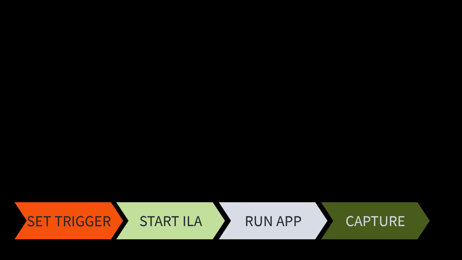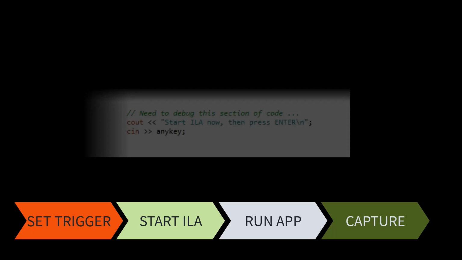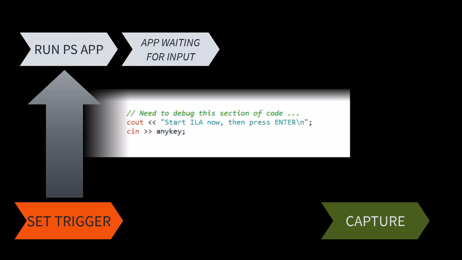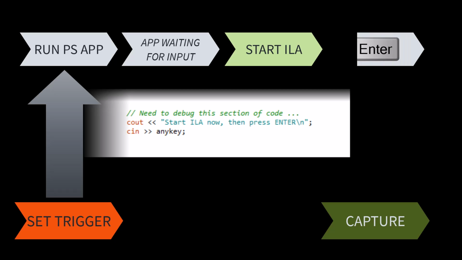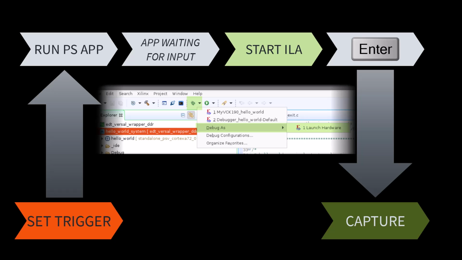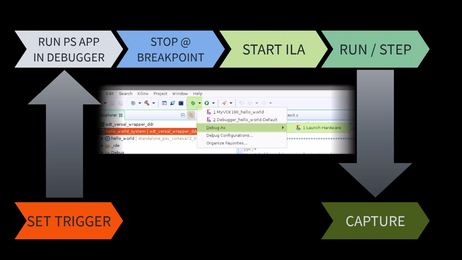To focus on debugging a specific area in your code, you can add a prompt to the PS application code to stop execution. Run the code up to that prompt, start the ILA, then resume execution to capture signal activity. For finer grain control over the PS application as it interacts with the AIE domain, you can replace the prompted stop with the Vitis software debugger running on hardware, using breakpoints and stepping features in the debugger to execute iteratively while running the ILA.